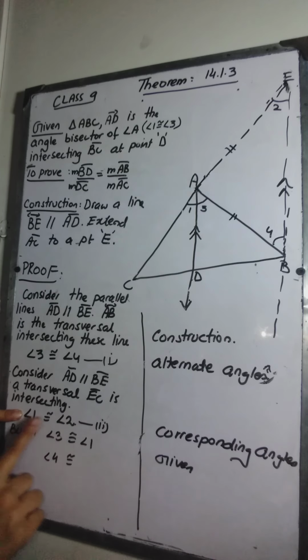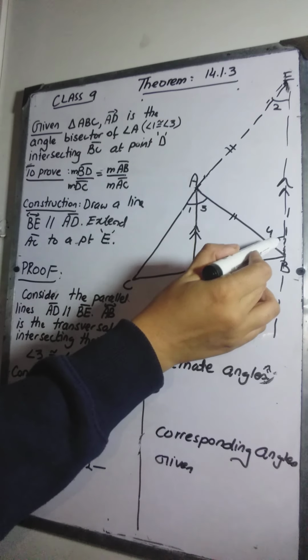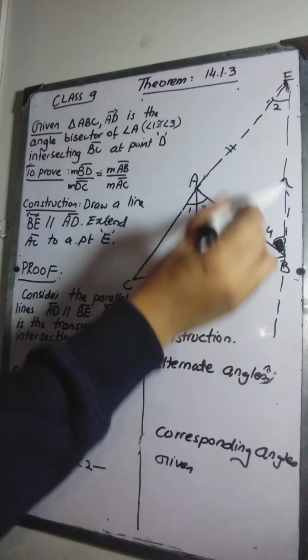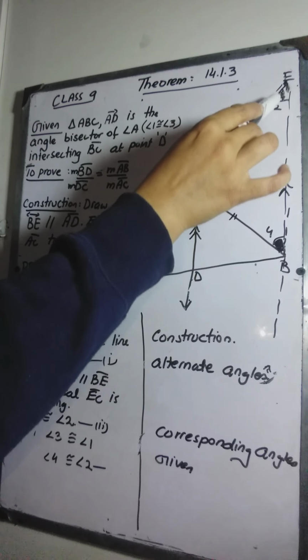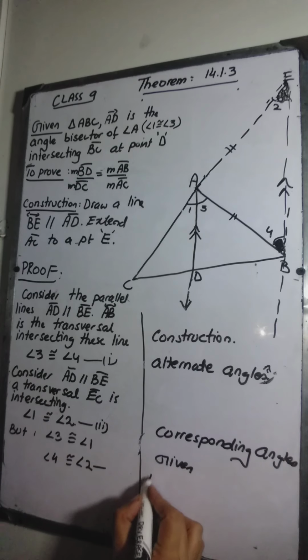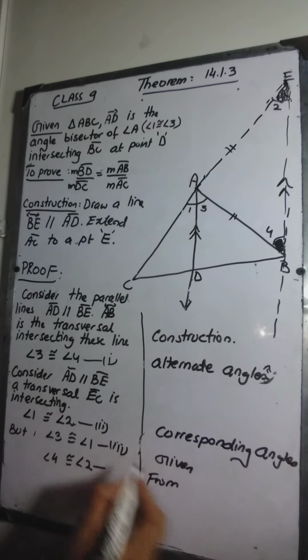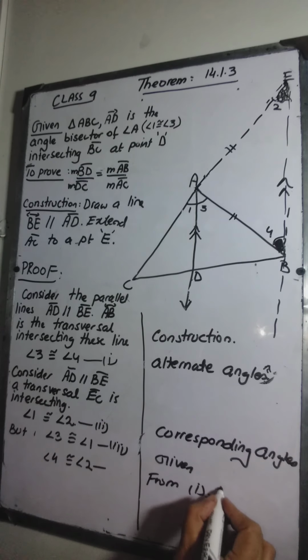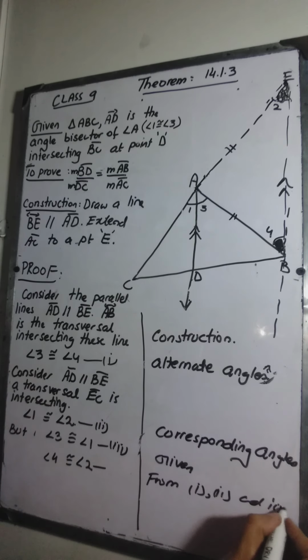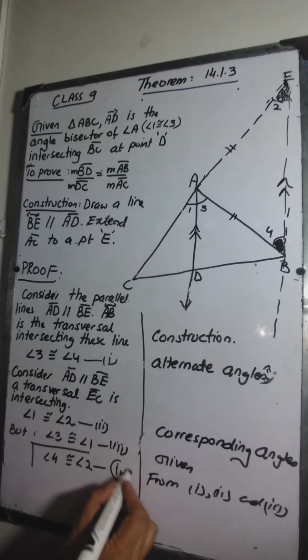So I can replace angle 1 by angle 2. What result do we get over here? The result is that angle 4 and angle 2 are congruent. So we have got this result that angle 2 and angle 4 are congruent. This is from 1, 2 and 3. So this is the main result that we want. Let me name this as 4.